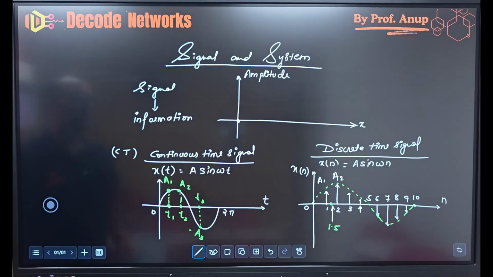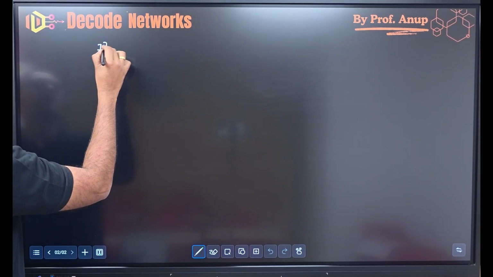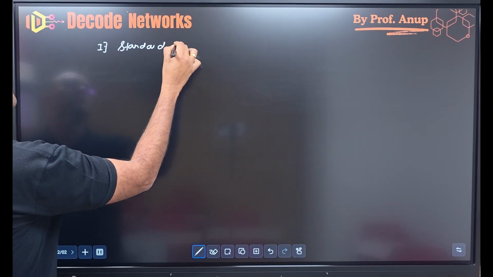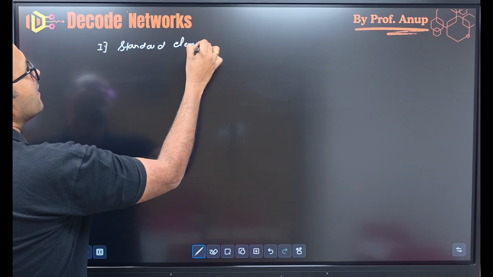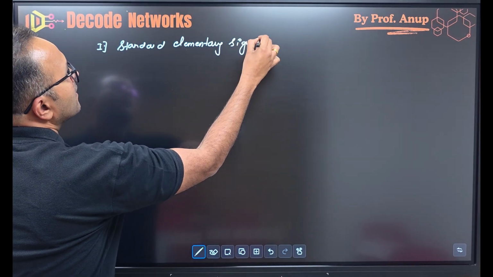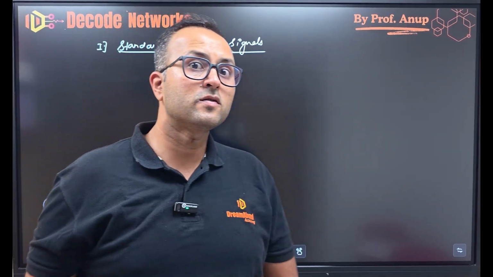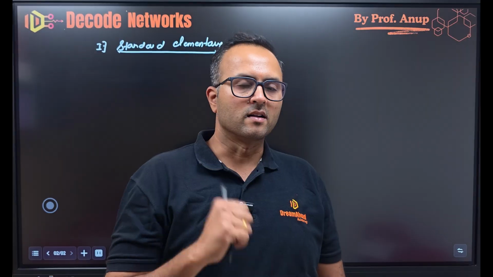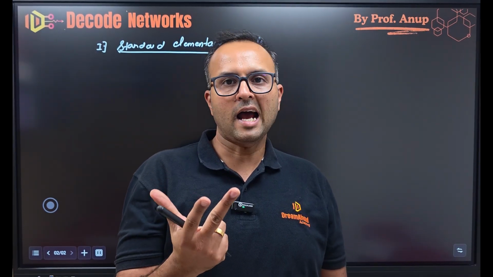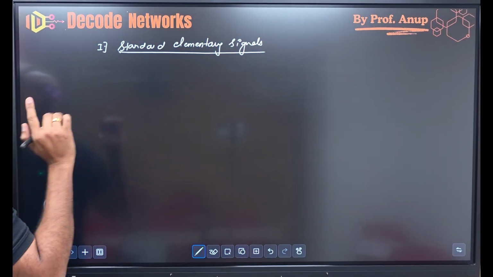So my topic number 1 would be standard elementary signals. Now when we say elementary signals, which signals do we have? We have three signals. First is unit step, second is impulse, and the third is ramp signal. So always we have to understand these three signals.